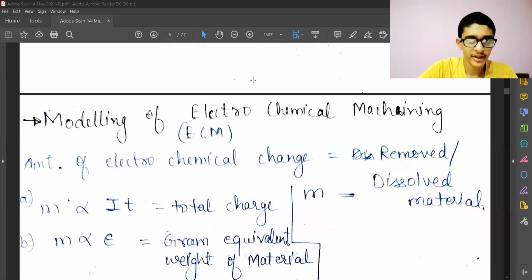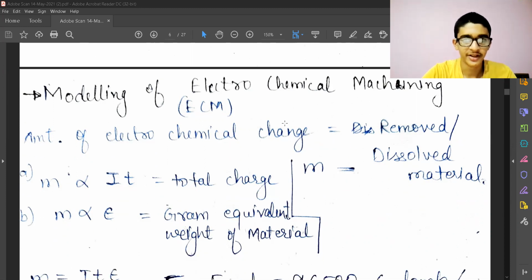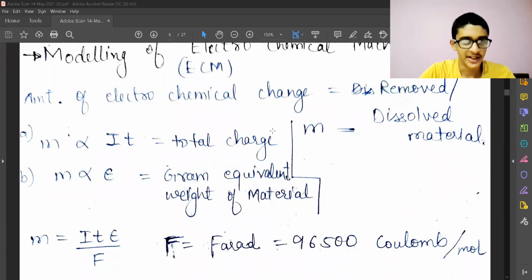So I have introduced you to electrochemical machining. Now we'll do mathematical modeling. What is the material removal rate of the electrochemical machining process? So let's start with it.